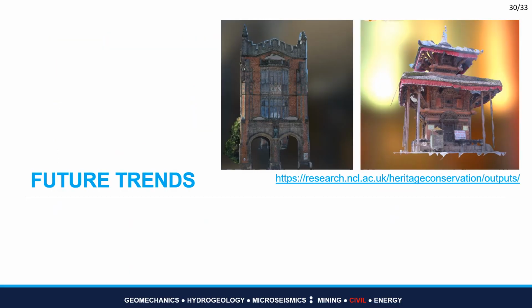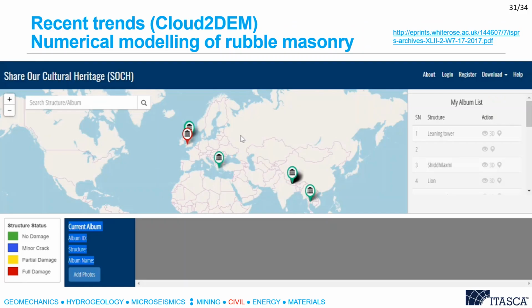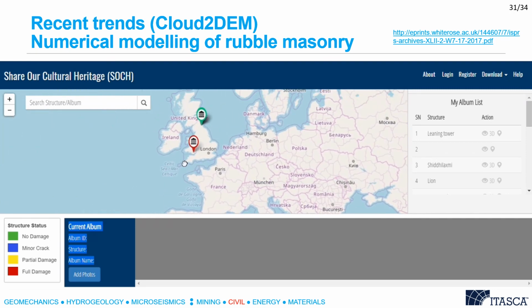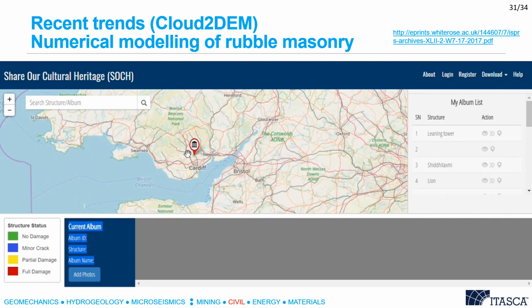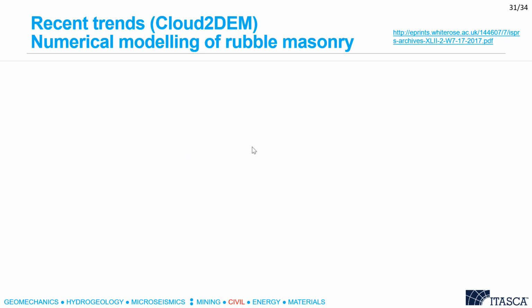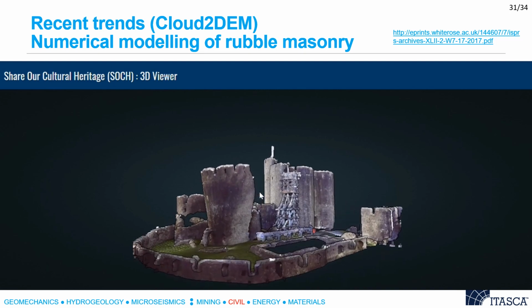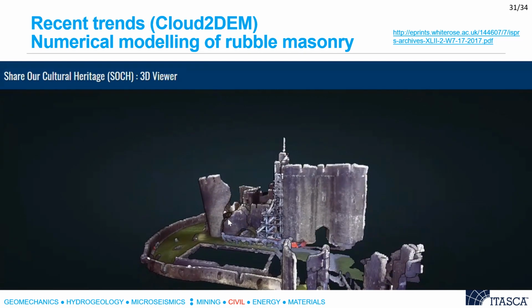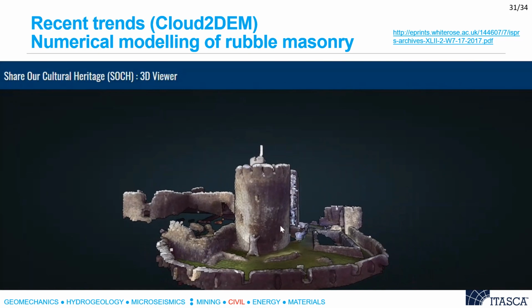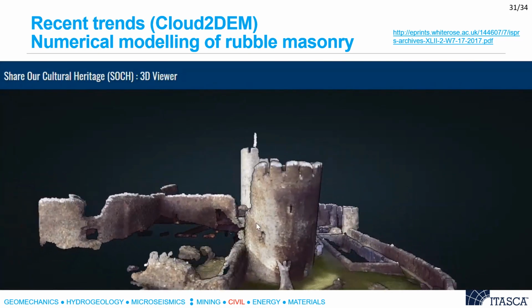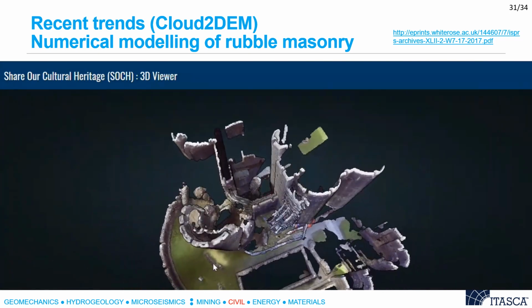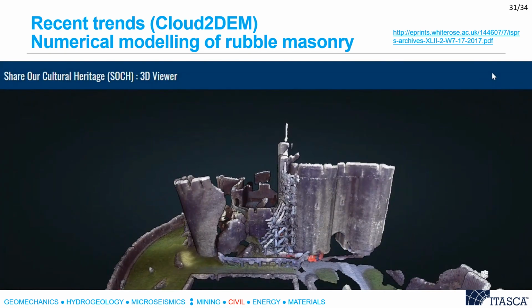At this point, I would like to conclude the webinar with some future trends. Over the last years, together with colleagues from Newcastle University, we have developed a web and mobile-based platform called SOC, Save Our Cultural Heritage. The platform allows citizens to upload photographs and or point clouds and develop 3D geometric models of structures. In this example, you see the 3D geometric model of Caerphilly Castle, which is one of the largest castles in Europe and was constructed in the 13th century. Such models have been developed using terrestrial laser scanning data.